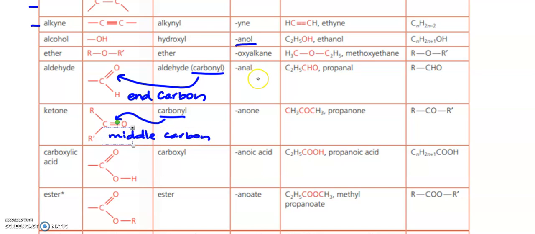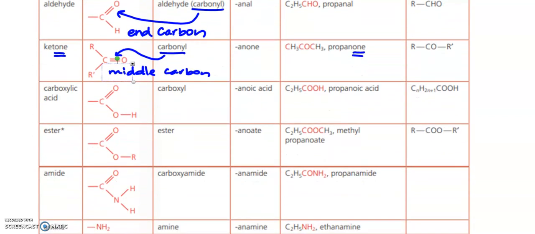Okay, and so you can see the names change appropriately. Propanal versus propanone. So ketone ends in -one. That's how I remember the difference. All right, a carboxylic acid is, the whole class is carboxylic acids, but it has a carboxyl group.